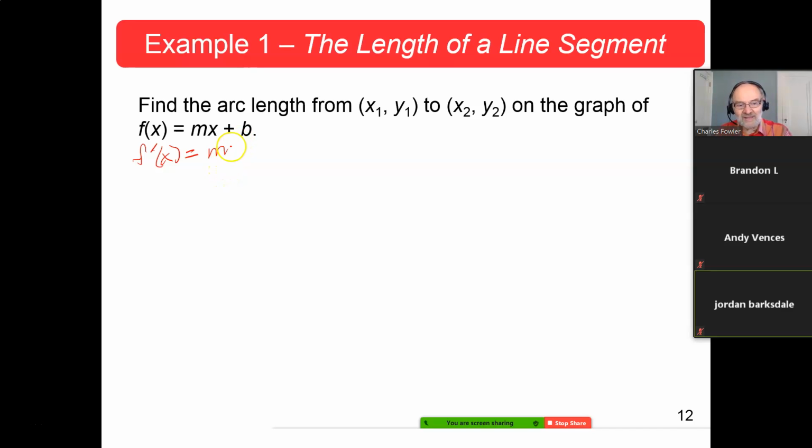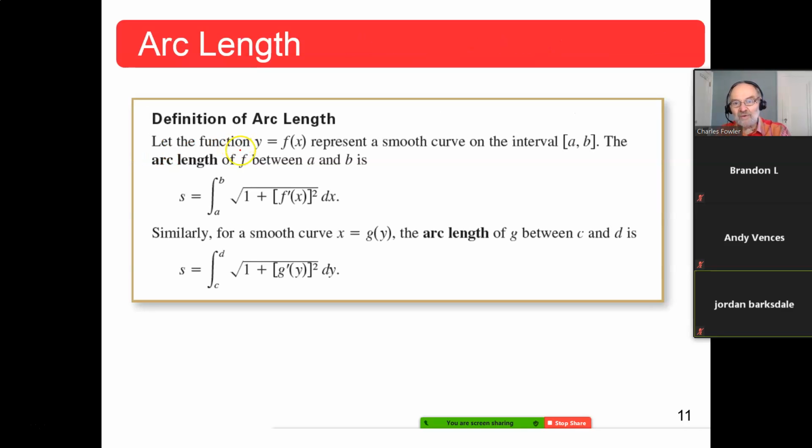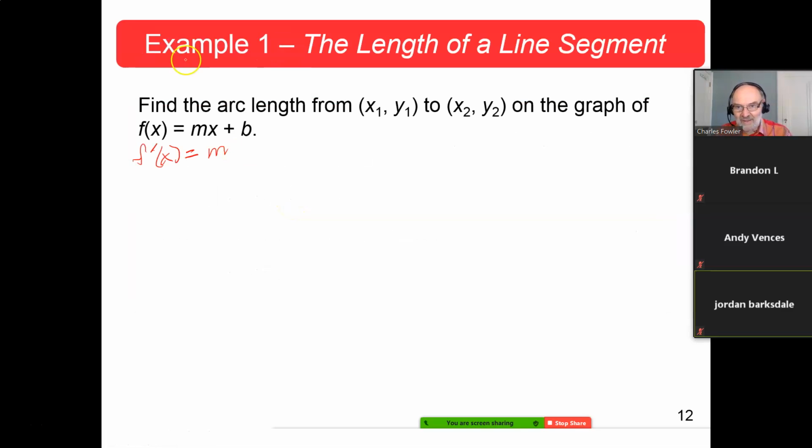Okay? What's the next thing we're going to do? We're going to square that derivative. If I can get my pen to show up. There we go. Okay. We're going to square it. So that's the next thing we do. F prime squared is simply m squared. Got it done.